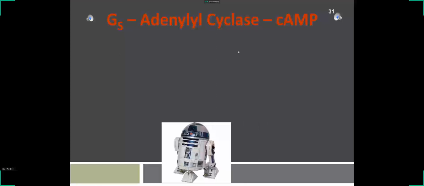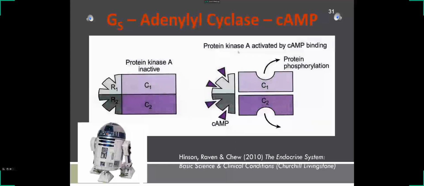So for any Star Wars fans out there, my children love Star Wars. The complex of adenylate cyclase and the protein kinase A looks very similar to R2D2. Cyclic AMP binds this regulatory subunit that I mentioned, and then you go on and get this active protein phosphorylation.